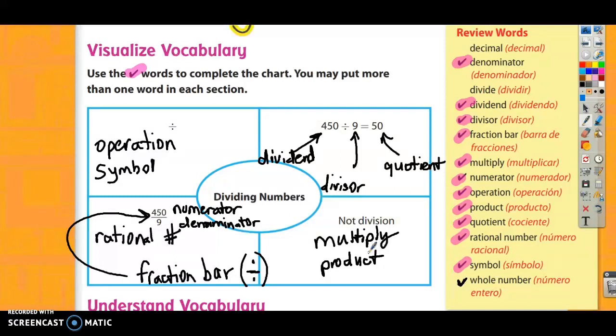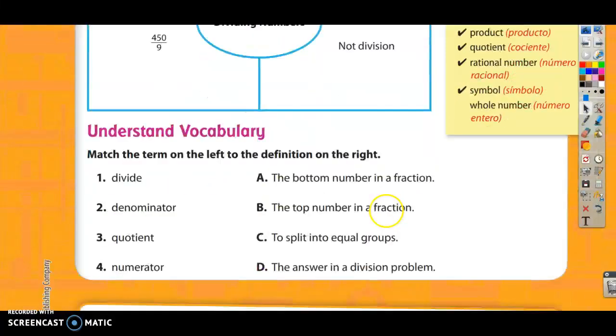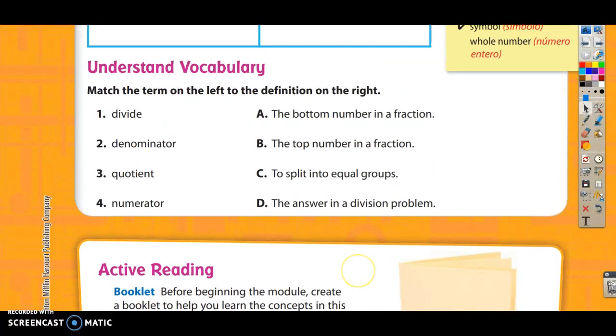The important things I want you to memorize on this page are this box: the words dividend, divisor, and quotient. And this box, I want you to memorize that a division problem can be written as a fraction. Alright, a couple new words at the bottom. Understanding vocabulary. It says match the term on the left to the definition on the right. So we've got divide, denominator, quotient, and numerator. And I already talked to you about this matching. The answer to a division problem is the quotient.